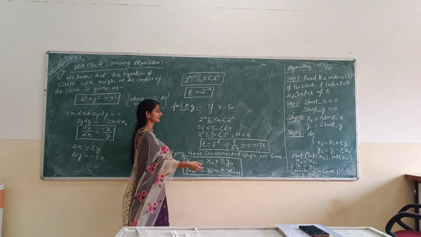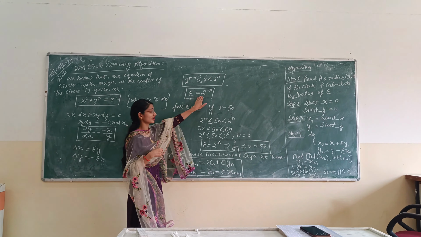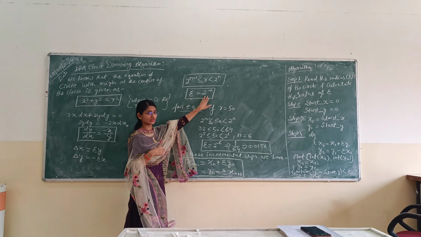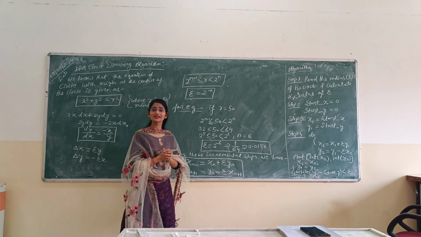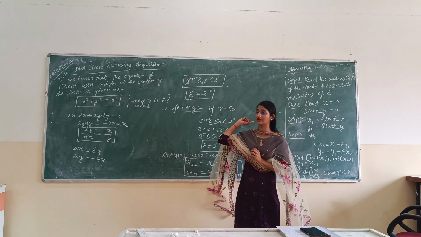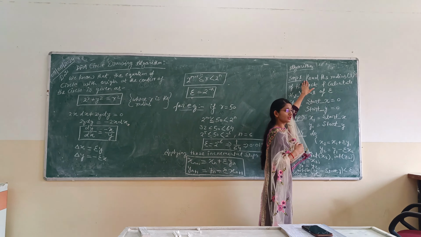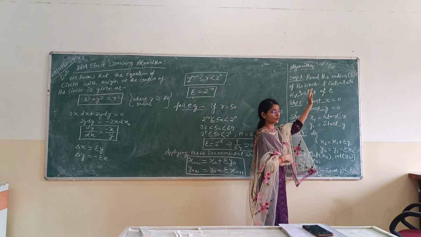So this is the entire description or derivation for calculating the epsilon value. Epsilon is equal to 2 to the power minus n, just because this value is also directly used in your algorithm. So now we need to see the algorithm of the DDA circle drawing algorithm.